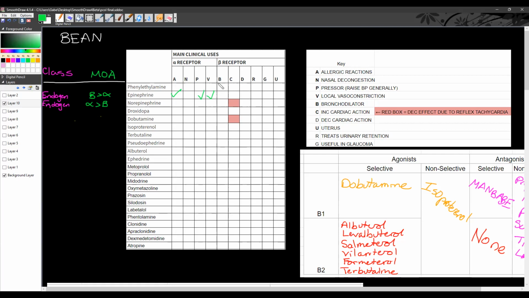How about bronchodilator? Would epinephrine have an effect on bronchodilation? Yeah, which is one of the effects that we can see happening, especially with allergic reactions, right? Someone's throat is swelling shut. And then increasing cardiac action. Will epinephrine increase cardiac action? Yes, 100%, through beta 1.